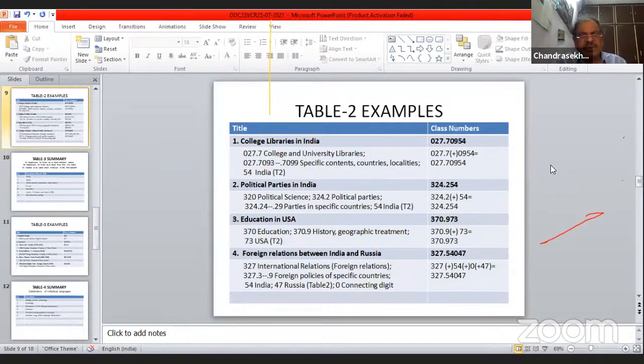This is called interposing 0. And there are 2 countries there, so you have to connect these two countries with a 0. There is an instruction. If you see under 3 to 7, there are instructions on how to add the countries numbers. So if you remember up to international relations, that's enough. Then you add the countries numbers. If there are 2 countries, you have to give a 0 in between these 2 countries.